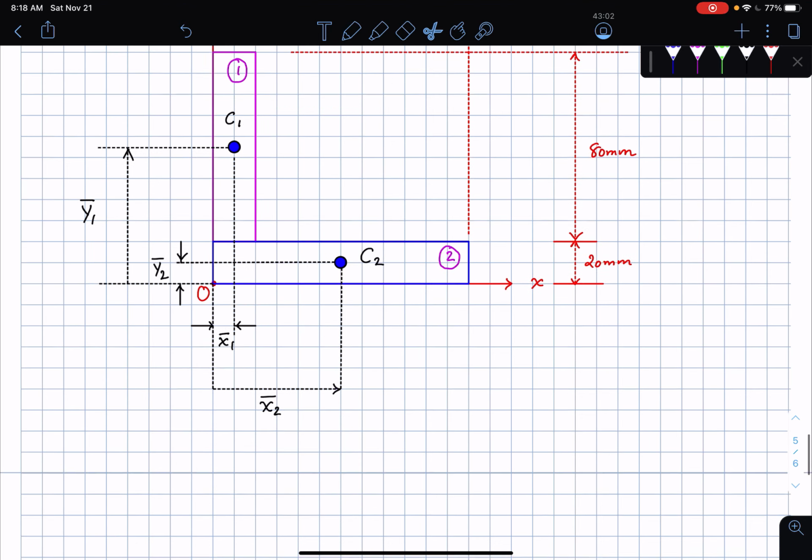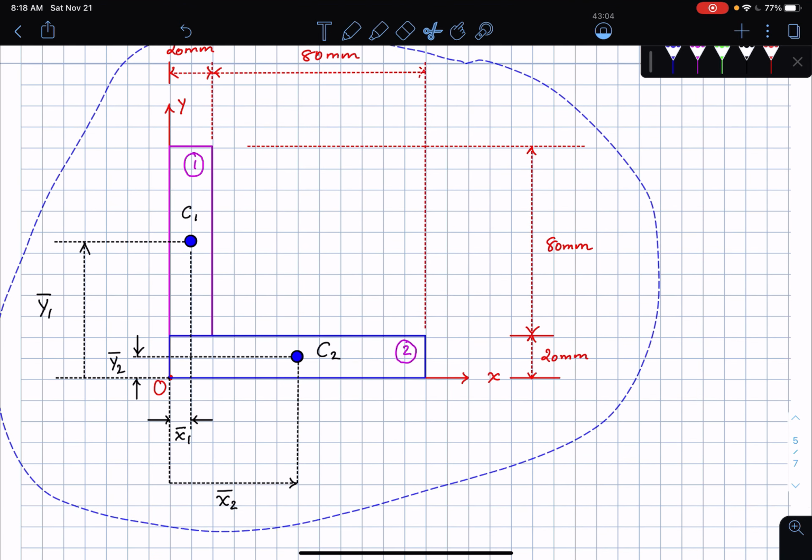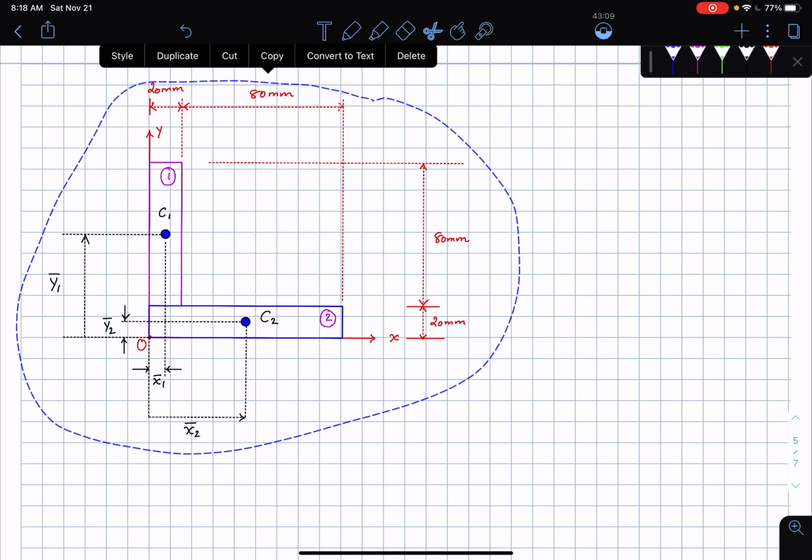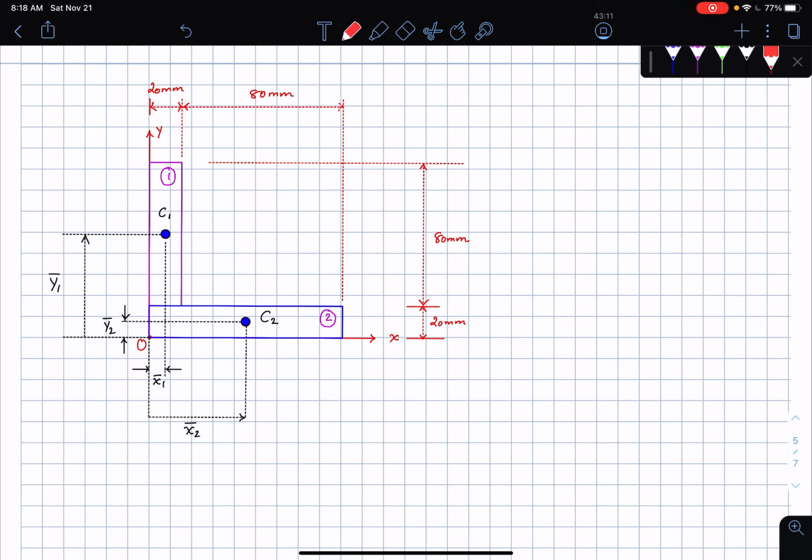Okay, so I'm going to copy this and bring it down here. Let me shrink the size, and then let's start writing down all the details. So for shape 1, the area of the first shape is going to be 20 mm by 80 mm. Then the x1 bar, what is the value of x1 bar? This is going to be 20 divided by 2, right? So this is 20 divided by 2, which is 10 millimeters.